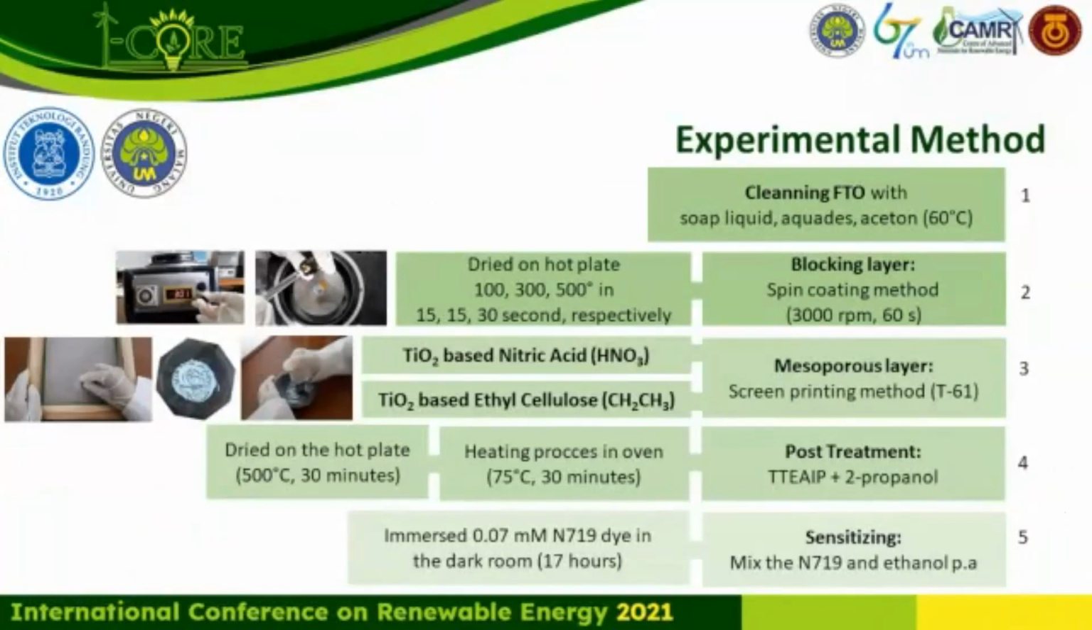These are the experimental methods in our research. Starting from cleaning FTO, for the first layer, we made a blocking layer, and for the second layer, we made a mesoporous layer with two variations: TiO2 based on nitric acid and TiO2 based on ethyl cellulose. And then we apply post-treatment and sensitize the photoanode with N719 dye.